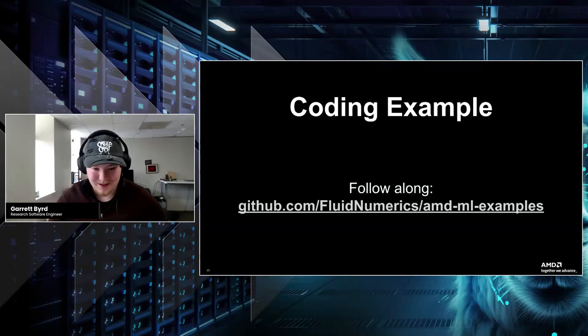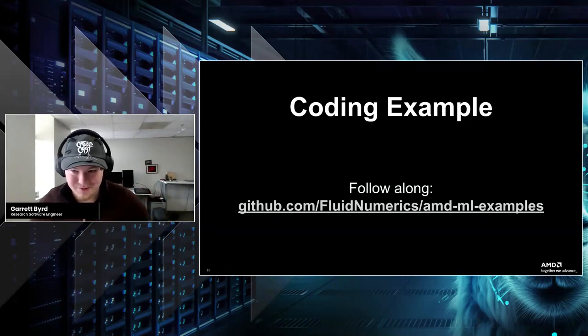And so with the conceptual level covered, I'll transition now into going over our coding example. So feel free to follow along, maybe if you're watching this in the future, or if you're watching this now and you are very quick to get things set up. All the notebooks and scripts I'll be walking through are available on the Fluid Numerics GitHub, in the AMD ML examples repository.